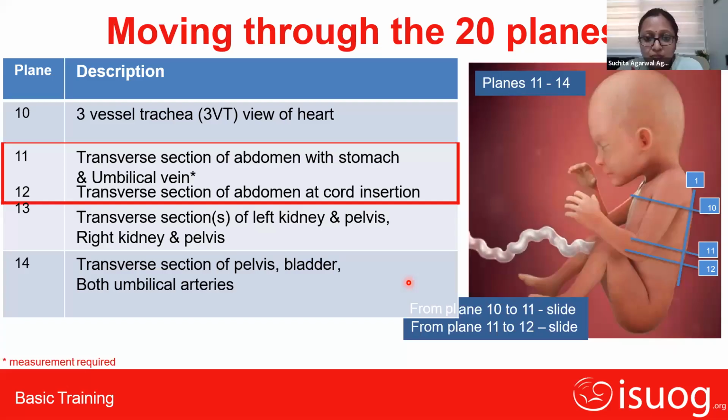To the thorax. We move a little caudally. As we go caudally, after the 3-vessel trachea view, we get the transverse section of the abdomen. Then again, we slide a little more downwards, we get the cord insertion plane. That is from the 3VT view to the AC view and then the cord insertion view.